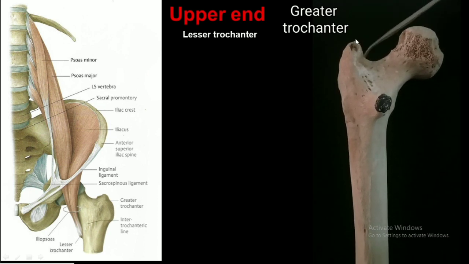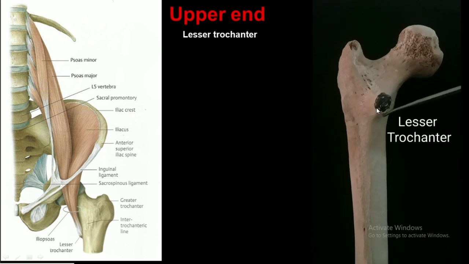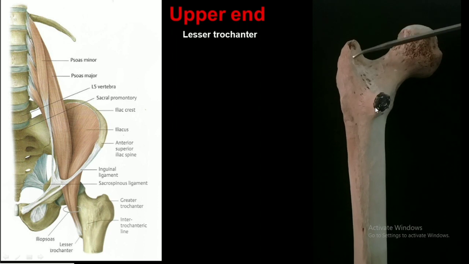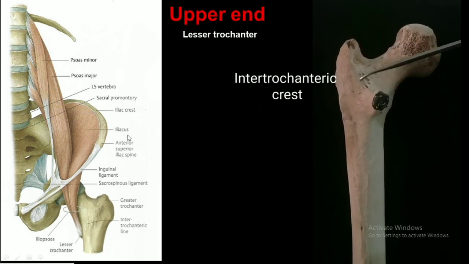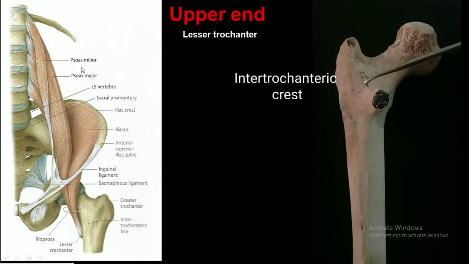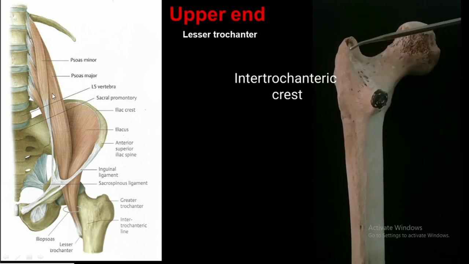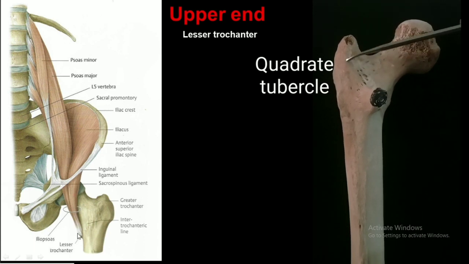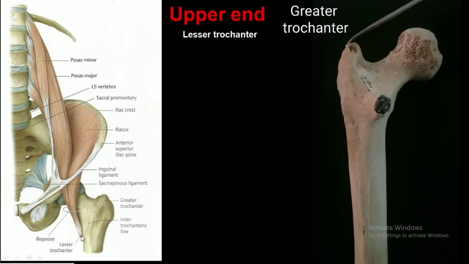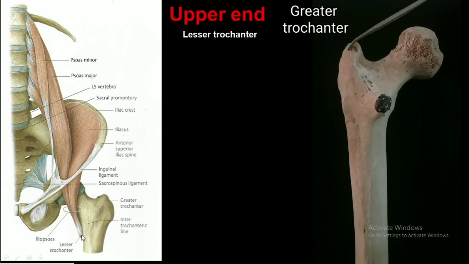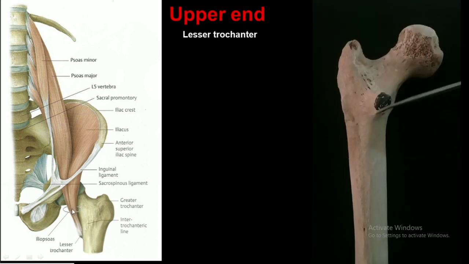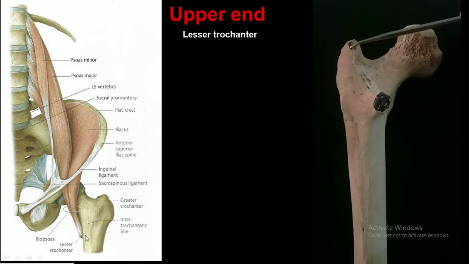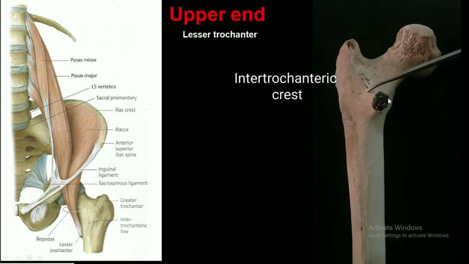Okay, this is a greater trochanter and this is a lesser trochanter. Which muscles are inserted over the lesser trochanter? Here this is the iliacus muscle and this is the psoas major muscle. These both muscles are inserted over the lesser trochanter, iliopsoas. Okay, both muscles together are called iliopsoas. They are inserted over the lesser trochanter.